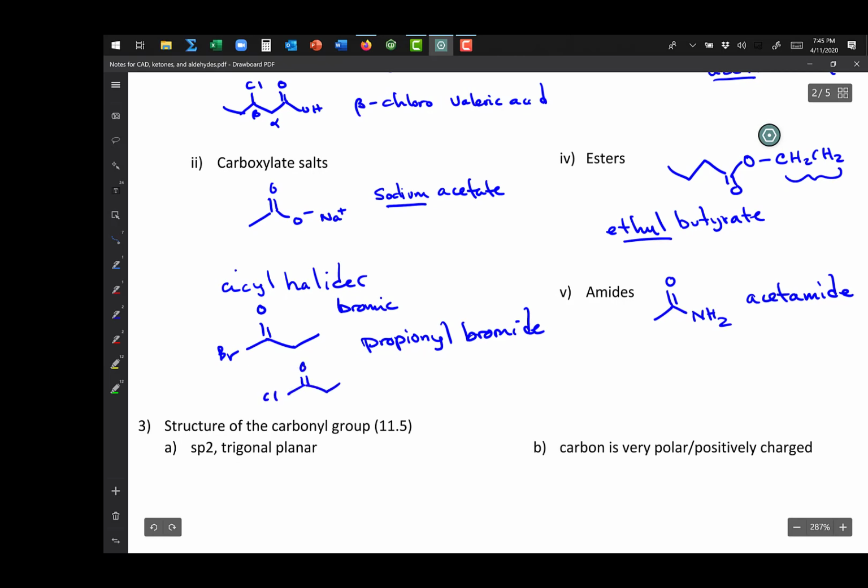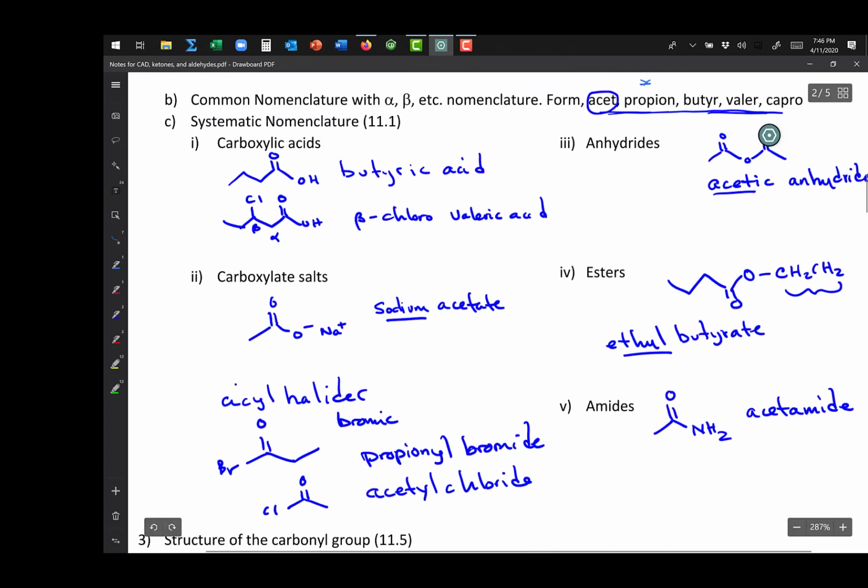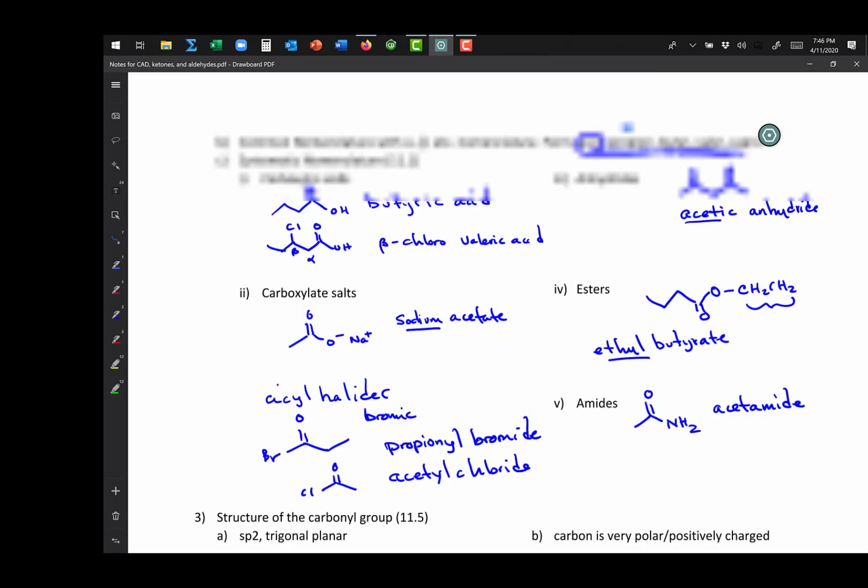Let's do this the same one. That would be acet, and then yl, and then chloride. Okay, so again, it's following the same format as the systematic nomenclature. It's just using these older names for them: the acete, the propion, butyr, valer, and capro.